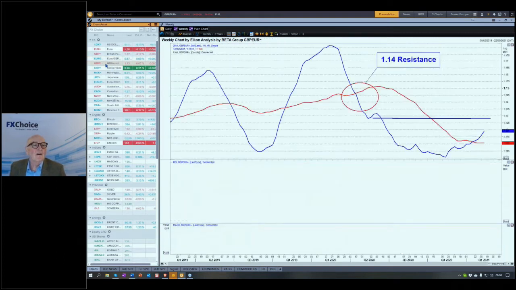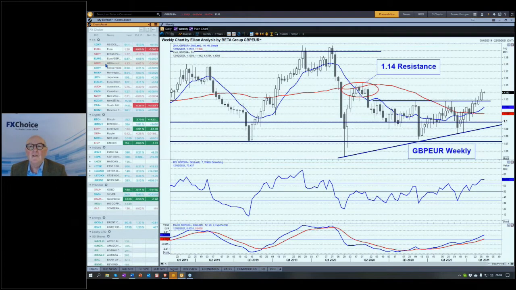So going to GBP Euro weekly here. We had this ascending triangle. We've talked about that for ages. We broke out, a very significant technical breakout of that triangle. I'm talking about big moves here. We've got this resistance here.